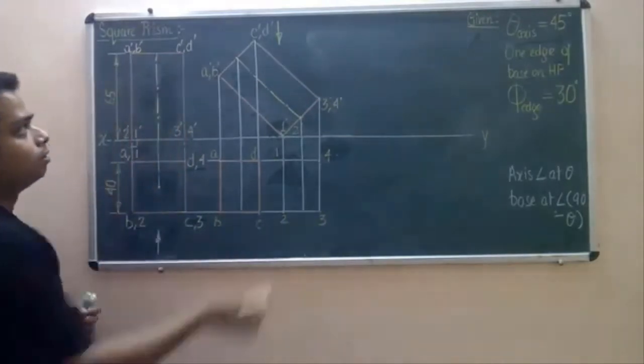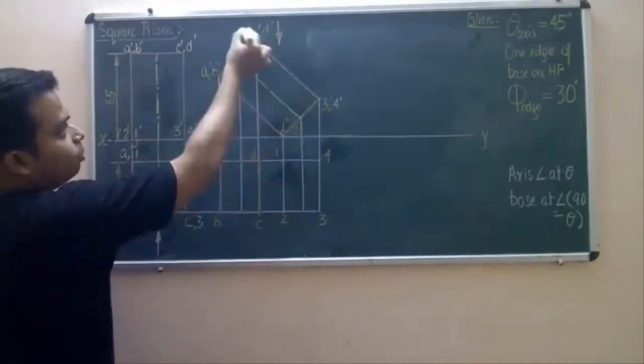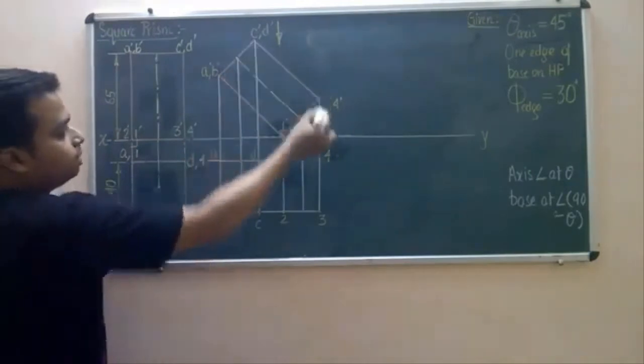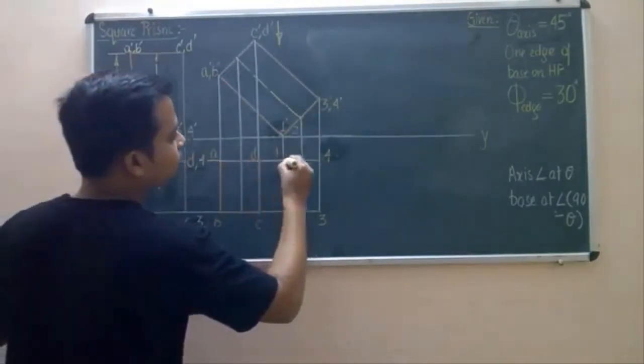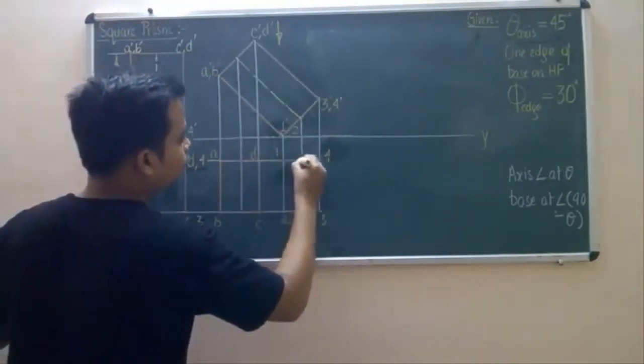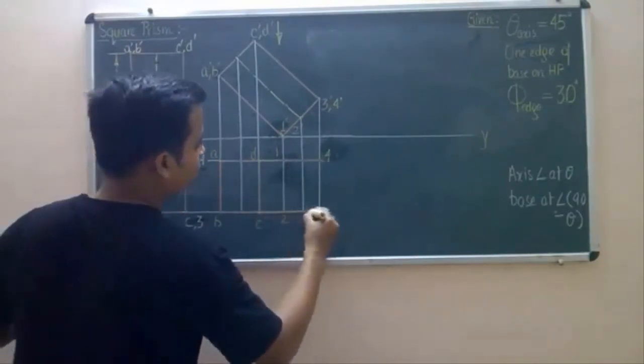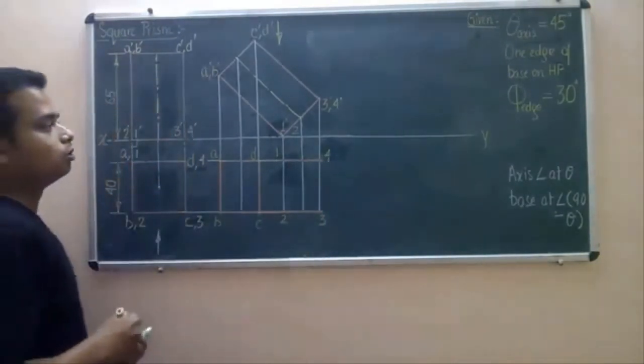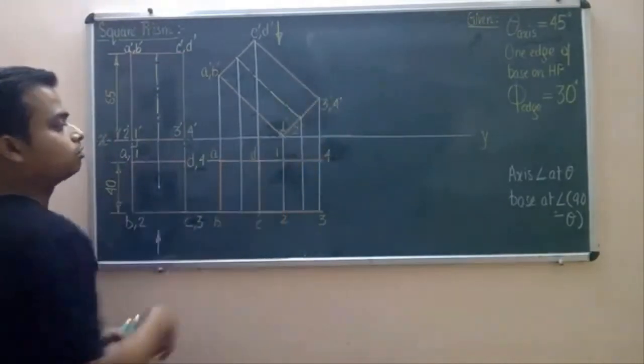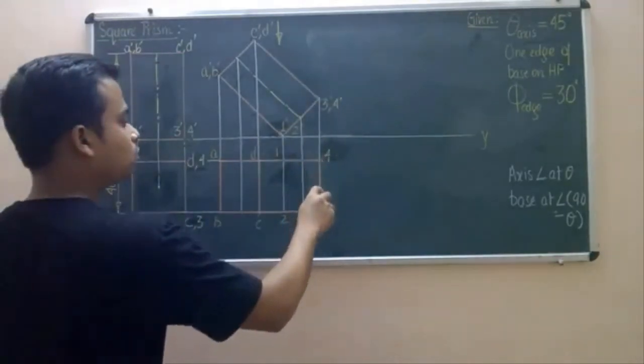Fine. Now this edge from D to 4 and the edge from C to 3, these edges will also be seen. And also this particular edge over here, 3 to 4, this will also be seen. So it has to be made up.